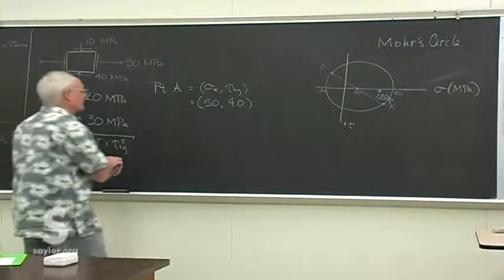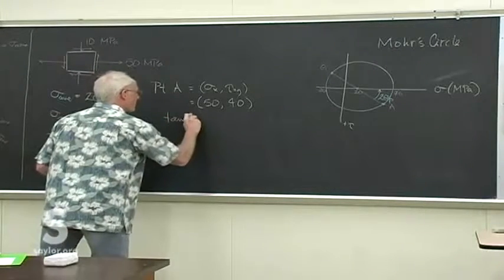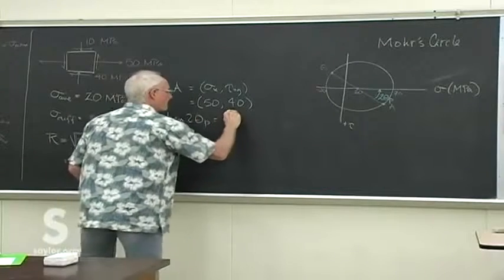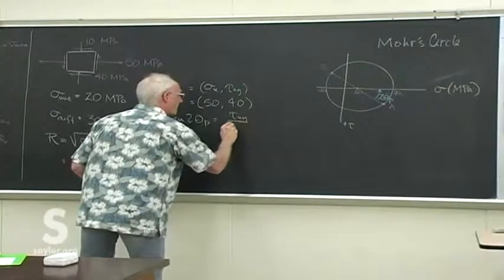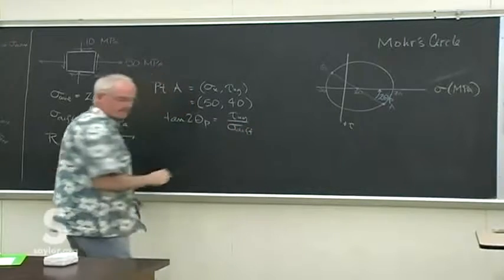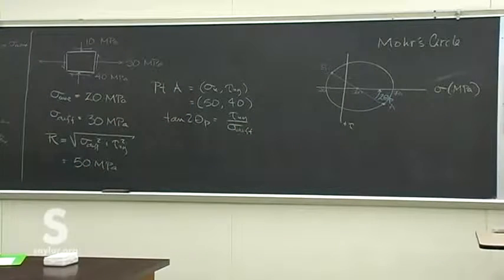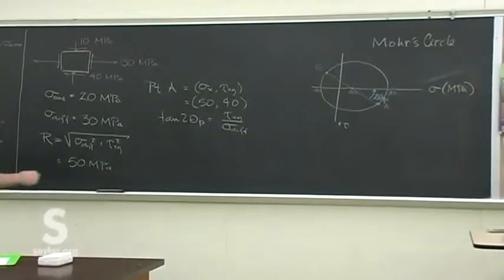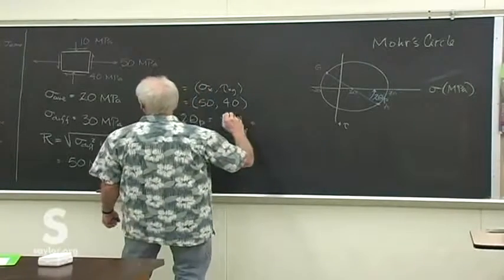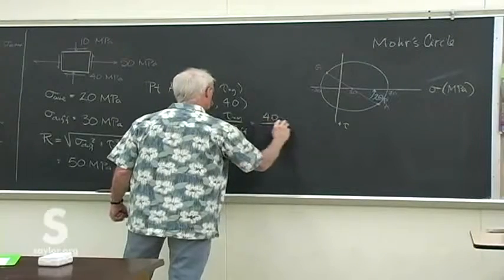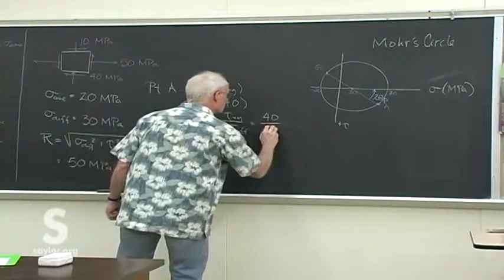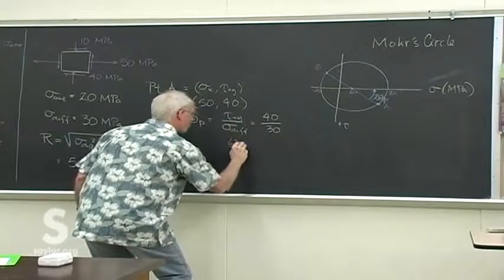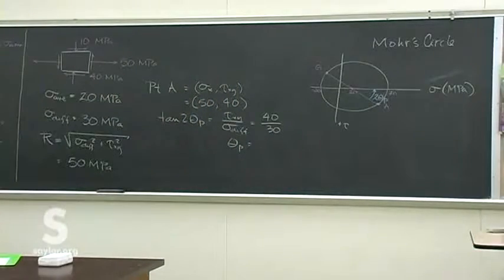And we can calculate that directly. So that's plus 40 over sigma diff, which was 30. So theta p. Now notice, if you remember, the calculators don't do it, but this actually represents 2 angles between 0 and 180.